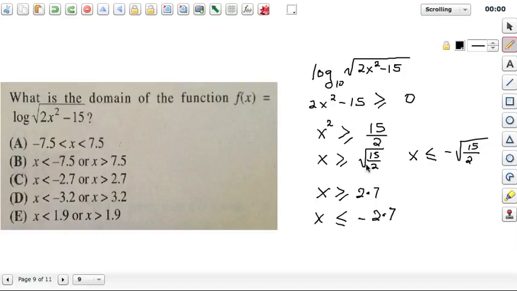Plugging 15 over 2 in your calculator, you get 2.7. So x must be greater than 2.7, or x has to be less than -2.7 for this 2x squared minus 15 to be positive. So the correct answer is C.